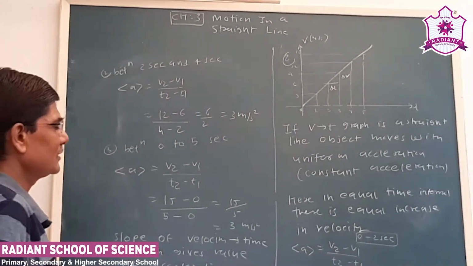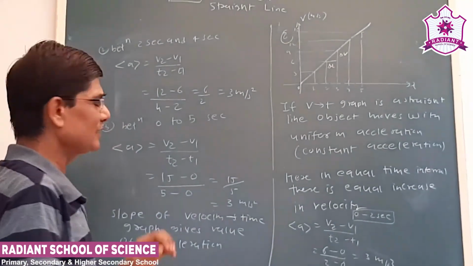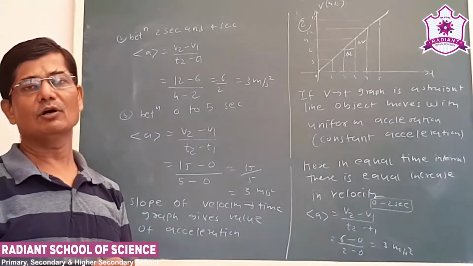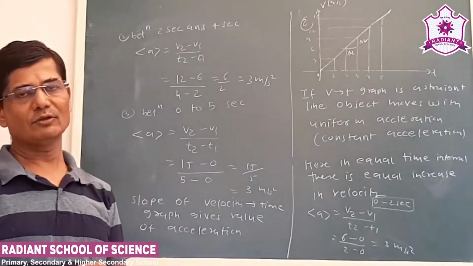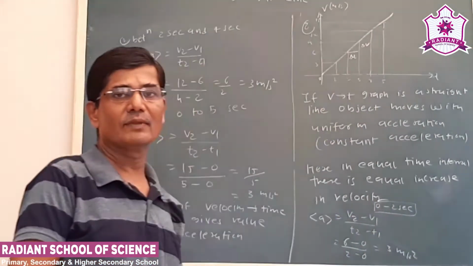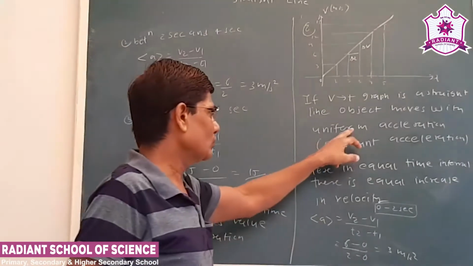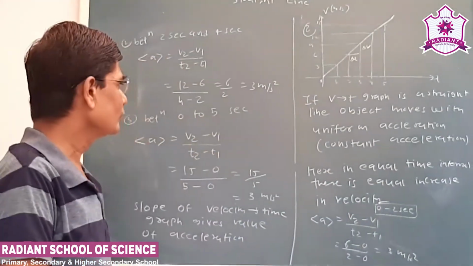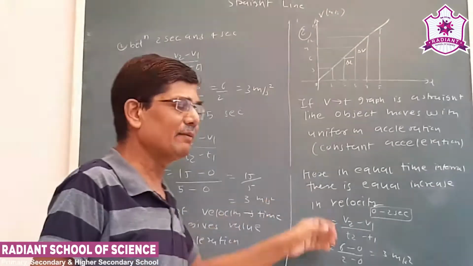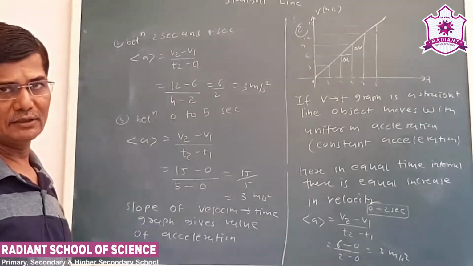So this is the second type of graph. The first type we have seen: if the velocity time graph is parallel to the time axis, the object moves with a constant velocity or zero acceleration. Secondly, if the v versus t graph is a straight line, the object moves with a uniform or constant acceleration. In this case, in equal time interval, there is equal increase in the velocity.